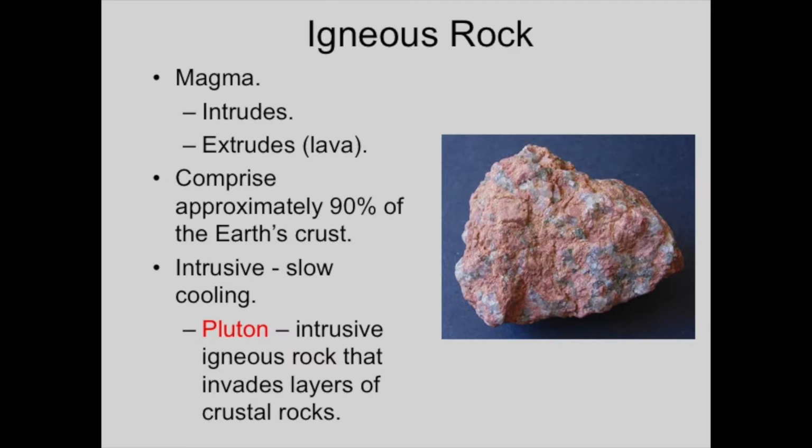Igneous rock forms from magma. Magma is the term that we will apply to this molten rock that is generally existing beneath the surface of the planet. Magma, as I said, is fluid. It's also highly gaseous and generally under tremendous pressure. As it moves, it will either intrude into crustal rocks where it cools and hardens, or it will extrude onto the surface of the planet, and extruded magma becomes another term, lava.